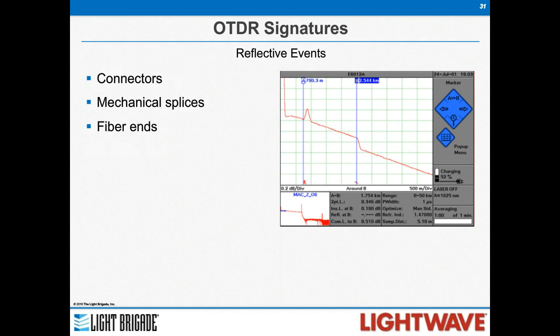We also see reflective events, and the OTDR will pick that up, and it looks like a spike. Those are connectors or mechanical splices or a break or the end of the fiber will have a reflective event. Reflections occur because of an air gap of some kind. So it can tell you a lot about what might be happening in your network, especially if you weren't planning on having something at that particular position. Something's wrong.